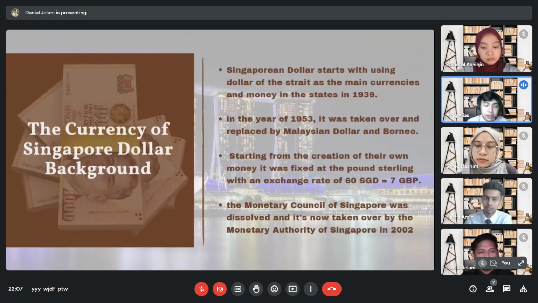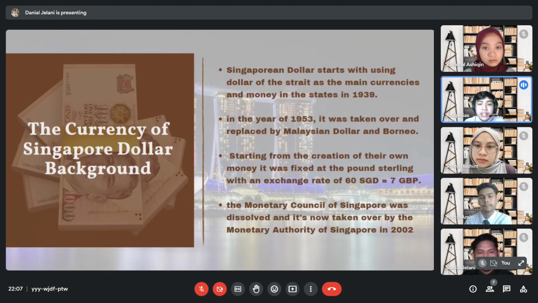So the second thing that I'm going to talk about is the background of the Singapore dollar currency. The Singapore dollar started with using the dollar of the Straits as the main currency and money in the states in 1939. In the year 1953, it was taken over and replaced by the Malayan and Borneo dollar.